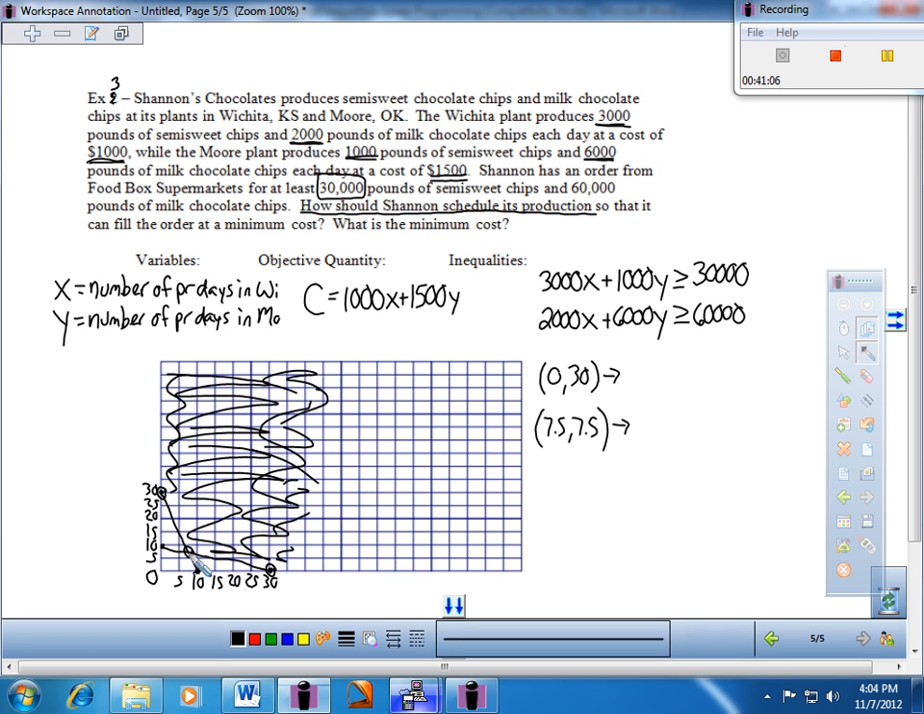If you had an issue with that, if you just couldn't tell, remember what you could do is come back to these two lines right here, put in an equals on both of them, and solve it as a system. And as a matter of fact, that's what I did. And I got 7.5 and 7.5. And then the other one, everybody, happens to be 30 and 0. So one of those three should give us our minimum cost, and they would go back into the objective quantity.